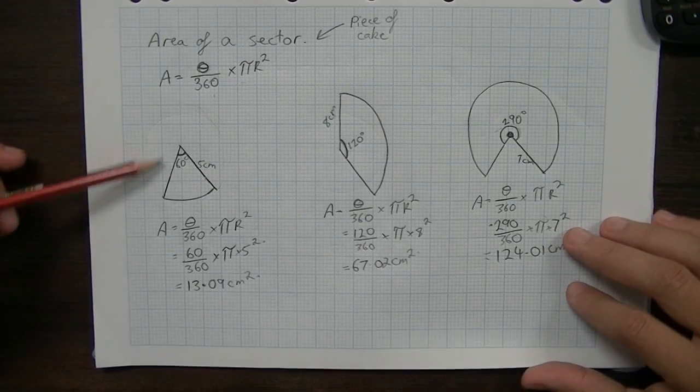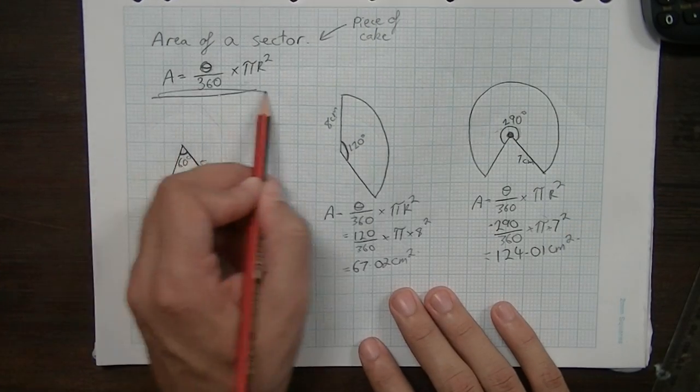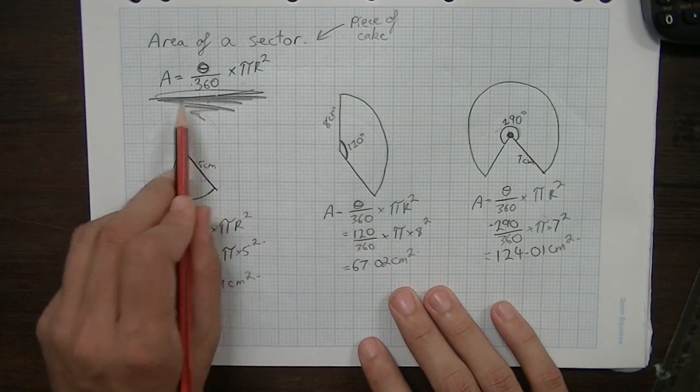There we get it, the area of a sector. Probably the more difficult area question that you'd get, but as long as you remember this formula here, you shouldn't have too much trouble with it.